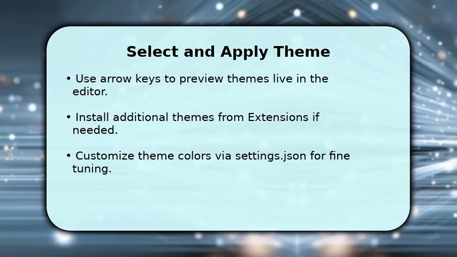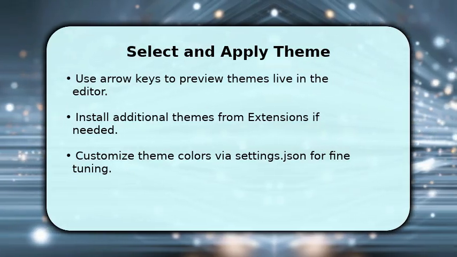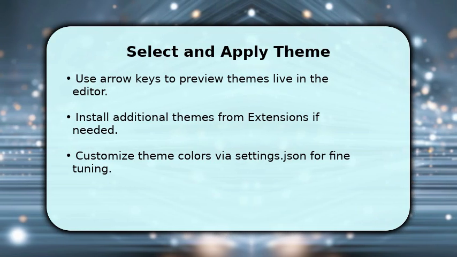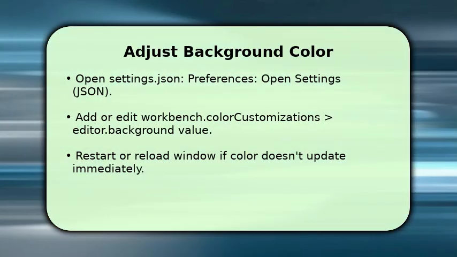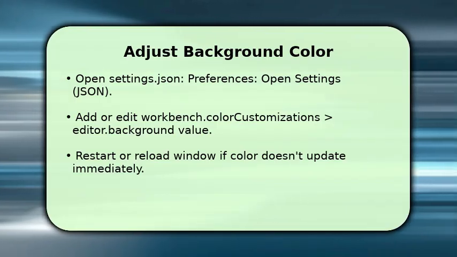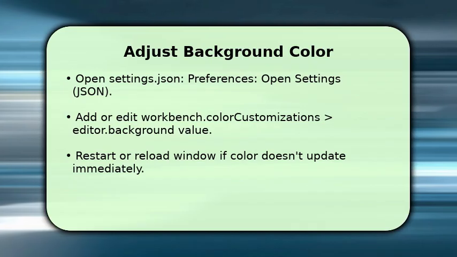Open Preferences, open Settings JSON, then add or edit the workbench.colorCustomizations object with an editor.background hex value like #1E1E1E, this overrides the theme background. Save the file and reload the window, use Developer: Reload Window if changes don't appear. Troubleshooting tip: if colors still fail, disable conflicting extensions temporarily.